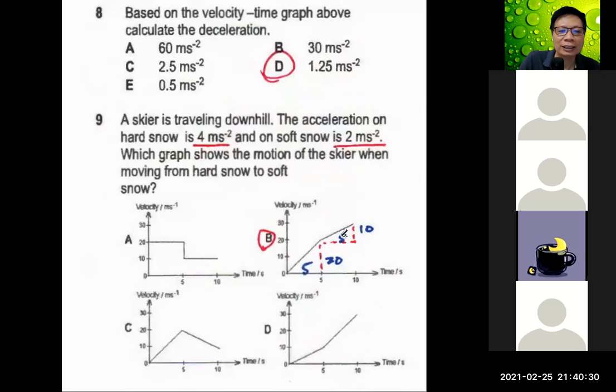Here is 10 divided by 5. The gradient is 10 divided by 5, which is 2. So here the gradient is 4, and here the gradient is 2. So it's correct now. At first 4, after that it becomes 2. Okay, you find the gradient. So the answer is B. Okay, understand?